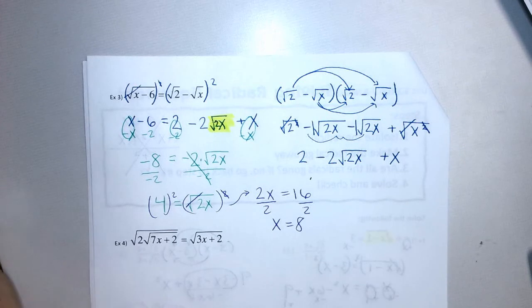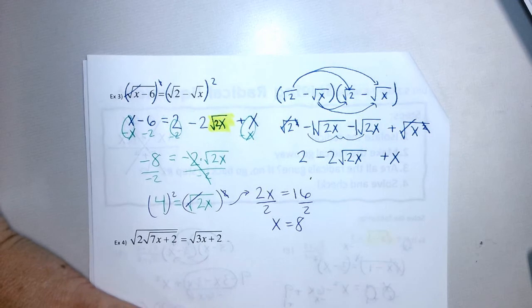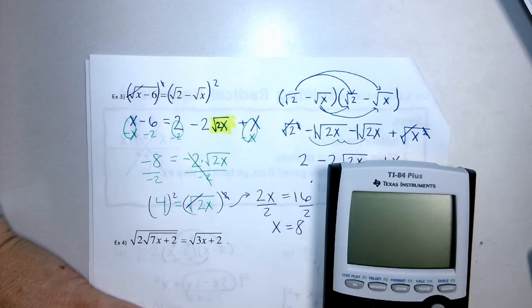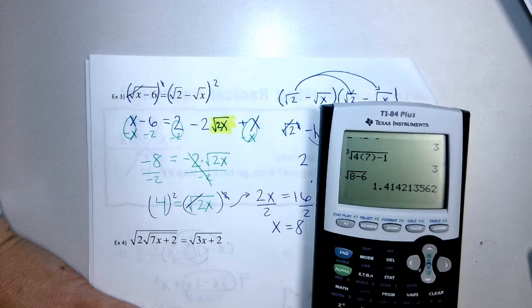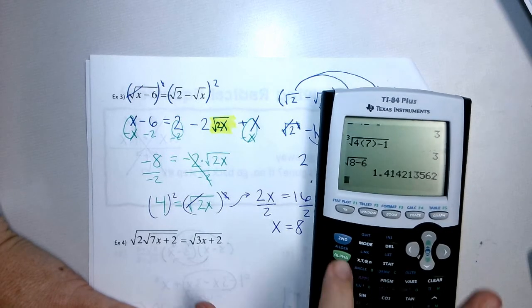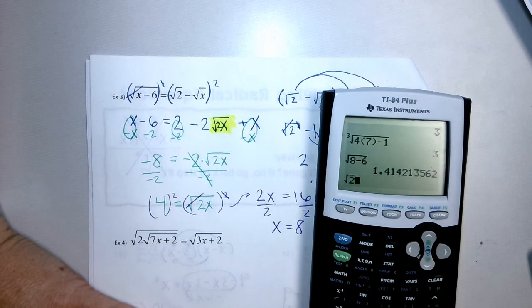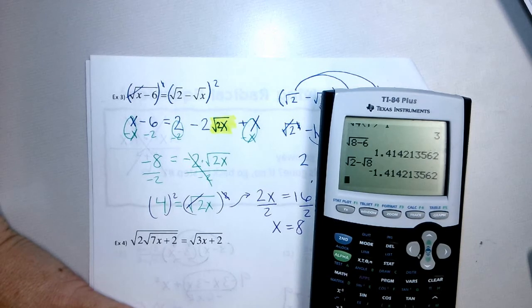Now, am I done? Now you have to check to see if it works. I have to make sure it works. So I'm going to plug it into the original. 8 minus 6, so that's the first one. And I get this ugly decimal, which is fine. As long as this also gives me that. Does it give me the same one? It's negative, but is it the same?